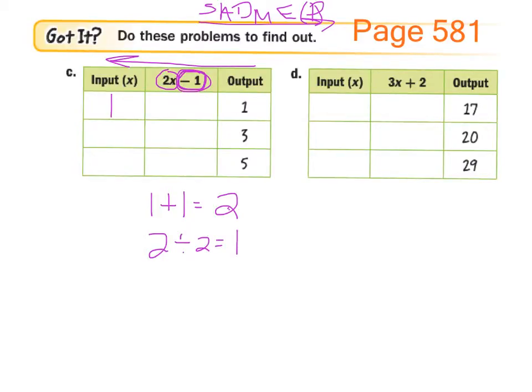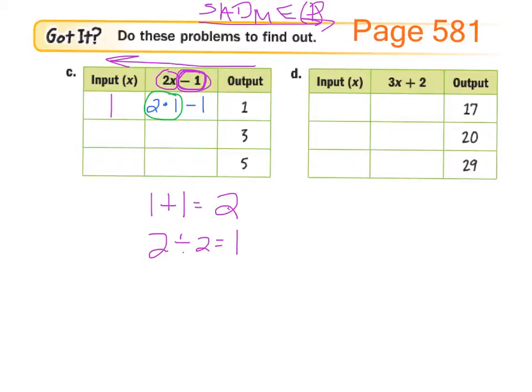So let's check and see if our input is correct. If we take 2 times 1 and then subtract 1, do we get 1? Well, 2 times 1 is 2, and 2 subtract 1 is 1. So we are at the correct spot.